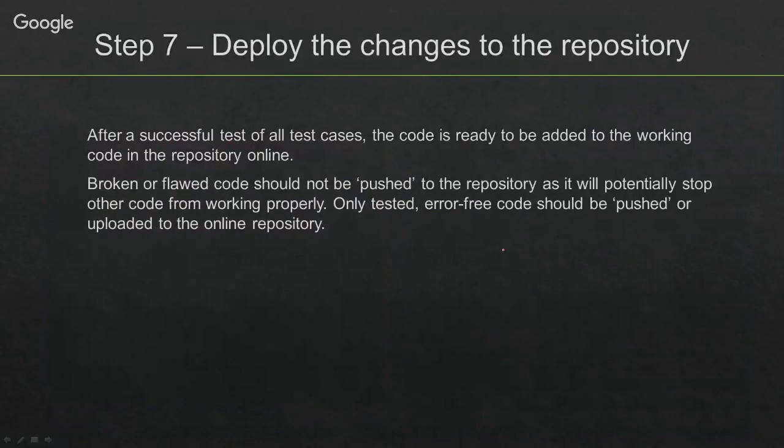Perfect. And then, of course, the last step is after you successfully tested all your test cases and the code is ready to be added. Well, if there's no broken or flawed code, it shouldn't be pushed. But let's just say it has been tested and it's error-free. Then you can push or upload that to your online repository. And those are the 7 steps.